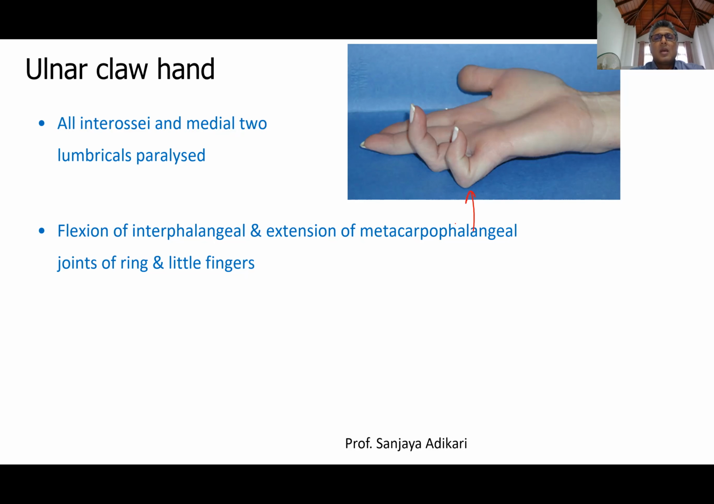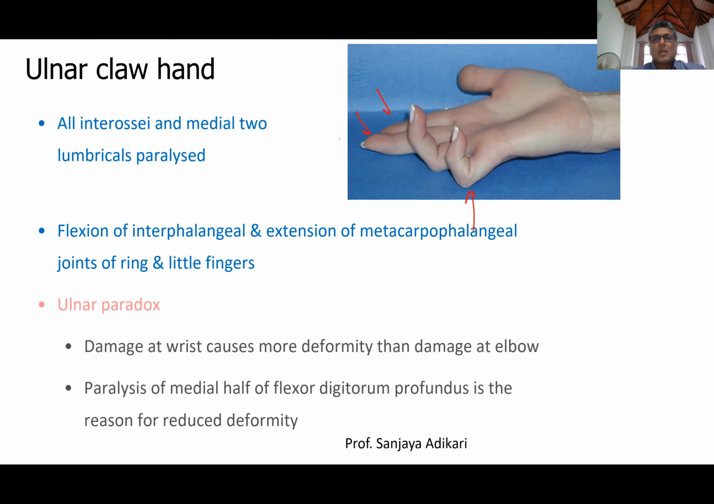Ulnar claw hand. So the index finger and thumb are less affected because they have their lumbricals intact. Okay. Then the reason for ulnar paradox. Now the paradox means you see something that you don't expect to see. So if a nerve is damaged proximally, compared to its distal damage, proximal damage should cause more deformity than the distal damage. That is the usual thing expected.